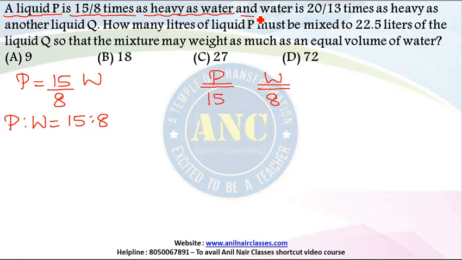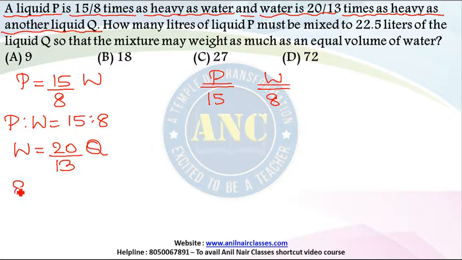Continue further. And water is 20 by 13 times as heavy as another liquid Q. Again the intermediate person here is water. Water is 20 by 13 times as heavy as Q. Water value I substituted here as 8. 8 is equal to 20 by 13 times of Q. That means 2 into 4 is 8, 4 into 5. This is better. So Q will be equal to 26 by 5.